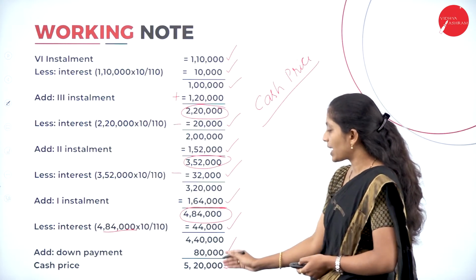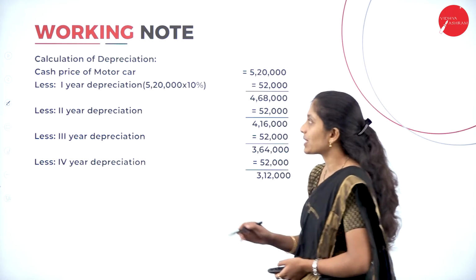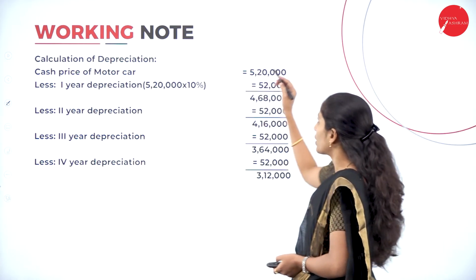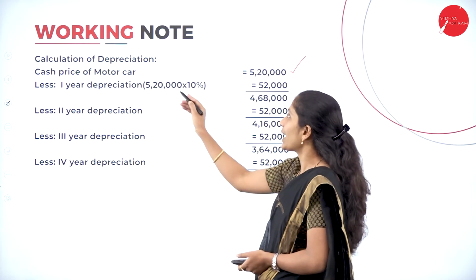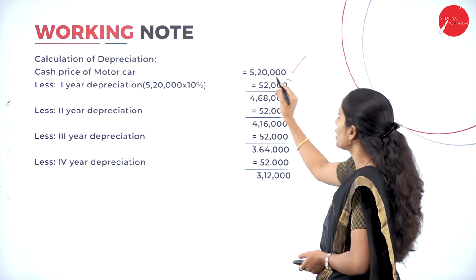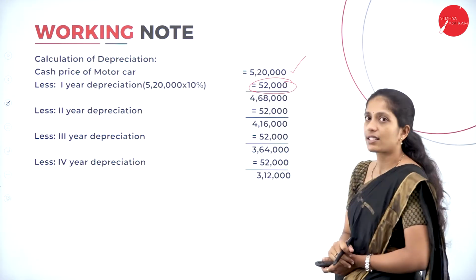Now what is the cash price? 5,20,000. So each year we have to calculate the depreciation. So cash price of the motor car is 5,20,000 less first year depreciation. 5,20,000 into 10%. So we'll get 52,000 as depreciation. Next, you will get 4,68,000.